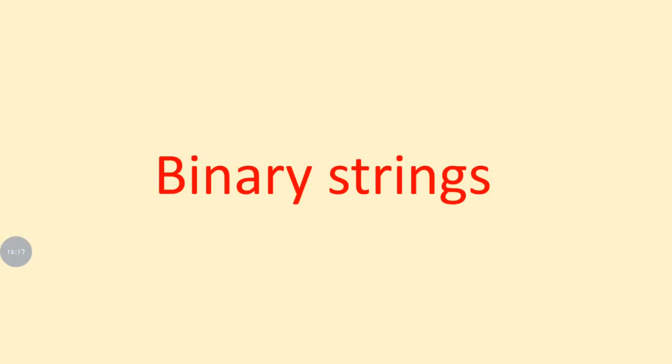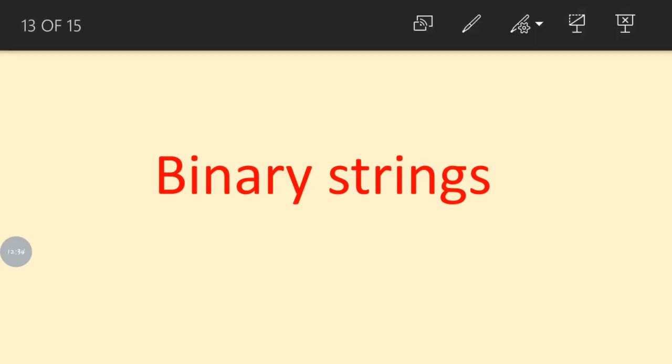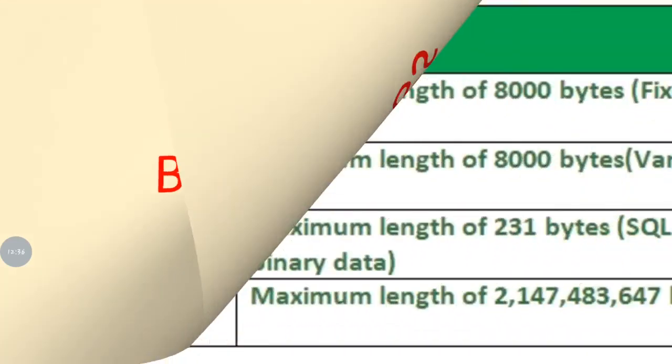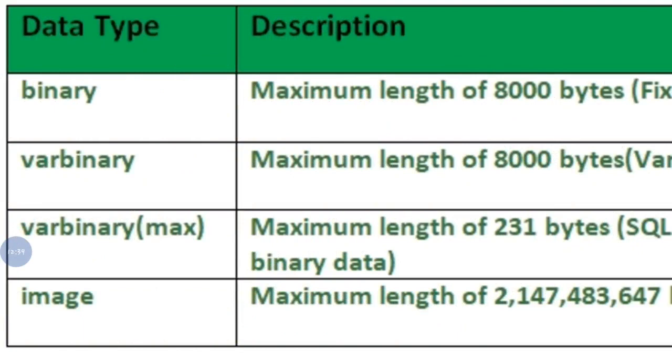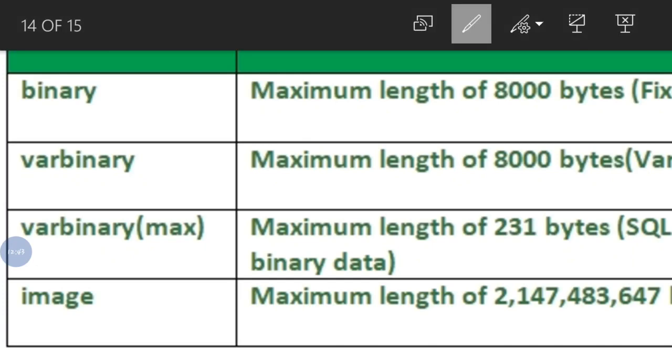Now we are going to see the binary strings. Till now we have seen integers, that is the numeric data type, the date and time data type, and then the string data type. About strings we are seeing now. In character types we have seen, now we are going to see binary strings. Under binary strings there are 4 data types available: binary, varbinary, varbinary max, and image.